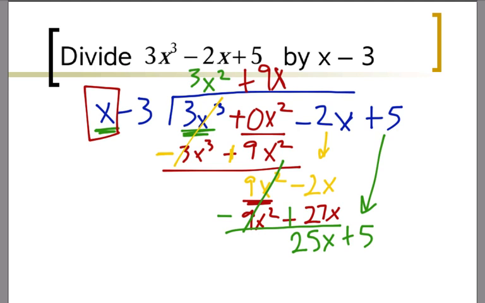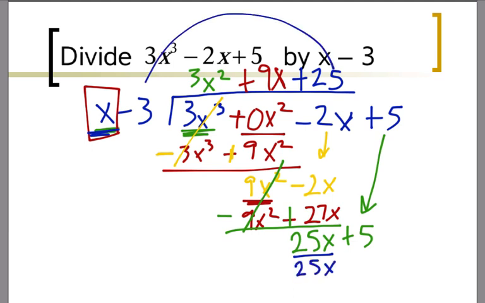Okay? And I ask myself for the last time, what do you multiply the x by to get this 25x? And the answer is 25. So I multiply my 25 by my x, and that should give me 25x. And then I multiply the 25 times the negative 3, which should give me negative 75. And then I change my signs, and I get negative, positive here. And those cancel, and I should get 5 plus 75, which is 80. Now 80 is your remainder.